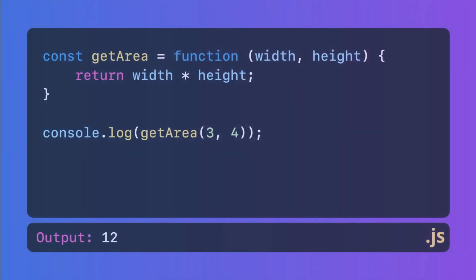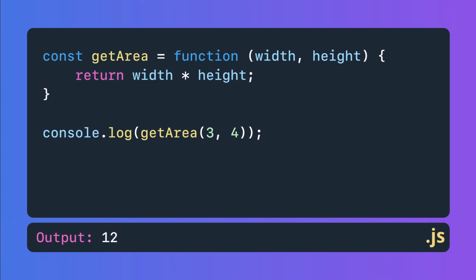Let's take a look at an example. This is an anonymous function because there's no name after the function keyword. However, the entire function is saved to the getArea variable, so we can call the function through that. So we can see that the function just multiplies the width and the height that's given, and then the console log below is console log getArea 3 and 4, so multiply width times height, 3 times 4, result is 12.